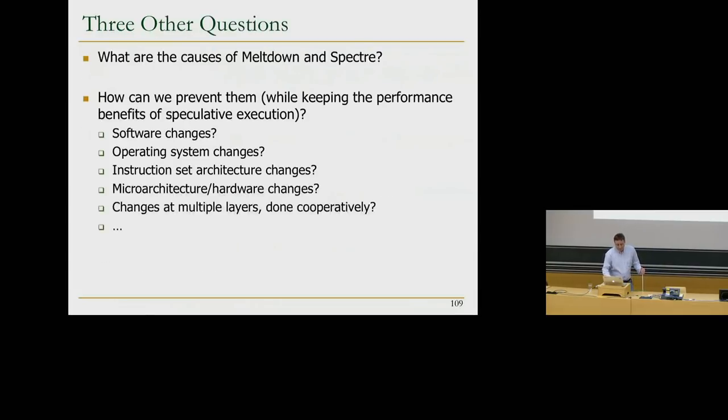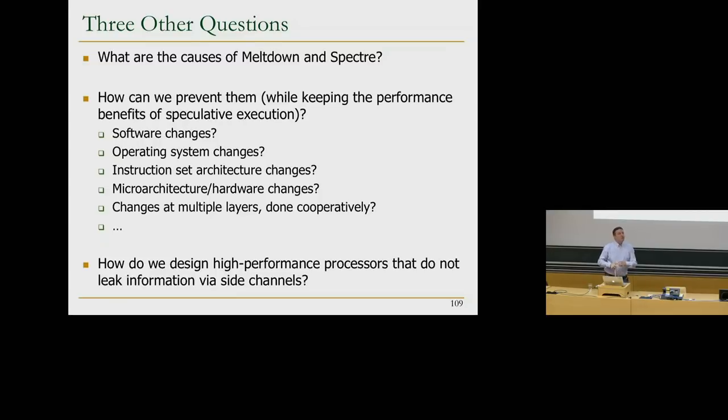So here is then the other problem. Speculative execution causes this. So where should we attack? Where should we make our changes? Shall we change the software, operating system, the ISA, microarchitecture? Should we have a collection of them done cooperatively? What happens if I get rid of speculative execution? Any idea? Yeah?